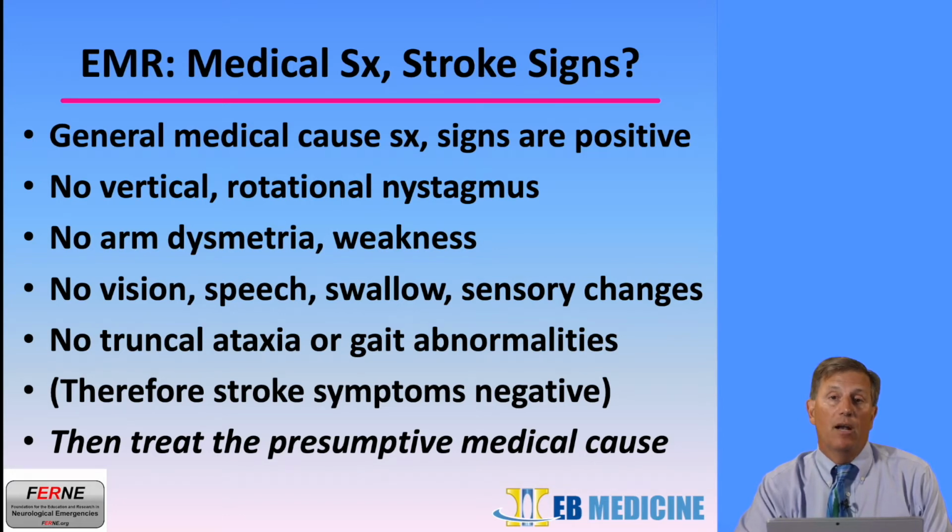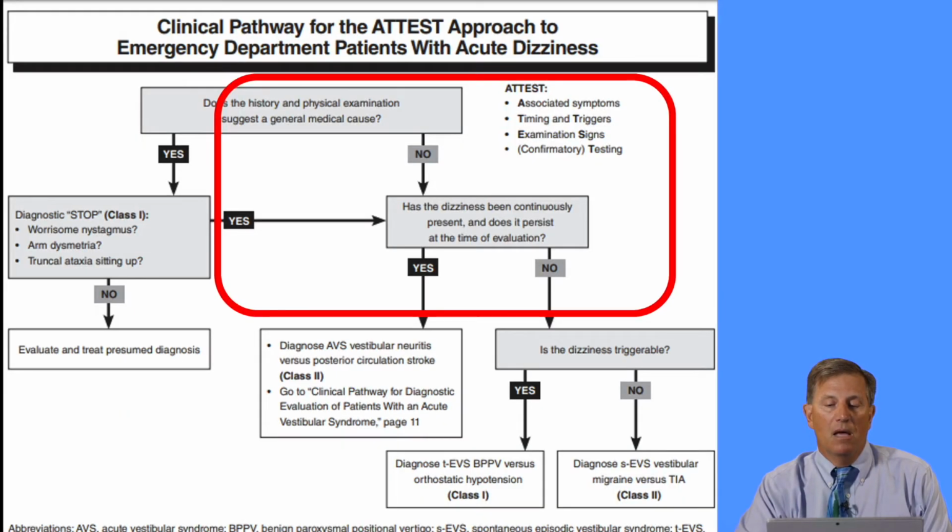If you can document all of those in the electronic medical record, then you can treat the presumptive medical cause, and you will have established that you considered the more serious posterior stroke diagnosis, but did not find it at the time of ED presentation. The next red triangle then addresses the presence of an acute vestibular syndrome.